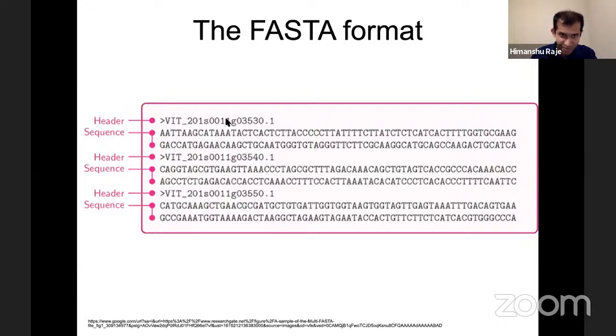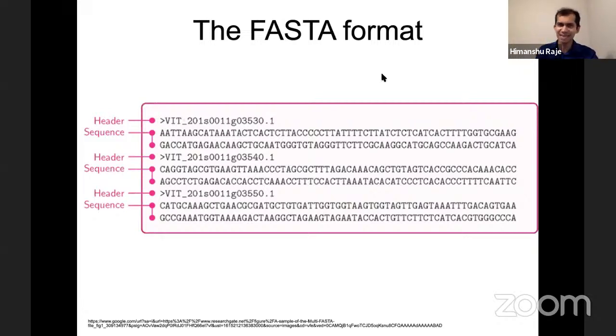So greater than sign, then whatever unique name you want to put for this sequence. You can even type in simple English, like human beta actin, or mouse beta actin. And don't be under the impression that you have to have a limited number of nucleotides. No, you can go on to thousands of nucleotides here and then put another greater than sign and put your second sequence. Put another greater than sign, put your third sequence. So that is a FASTA format of a sequence.